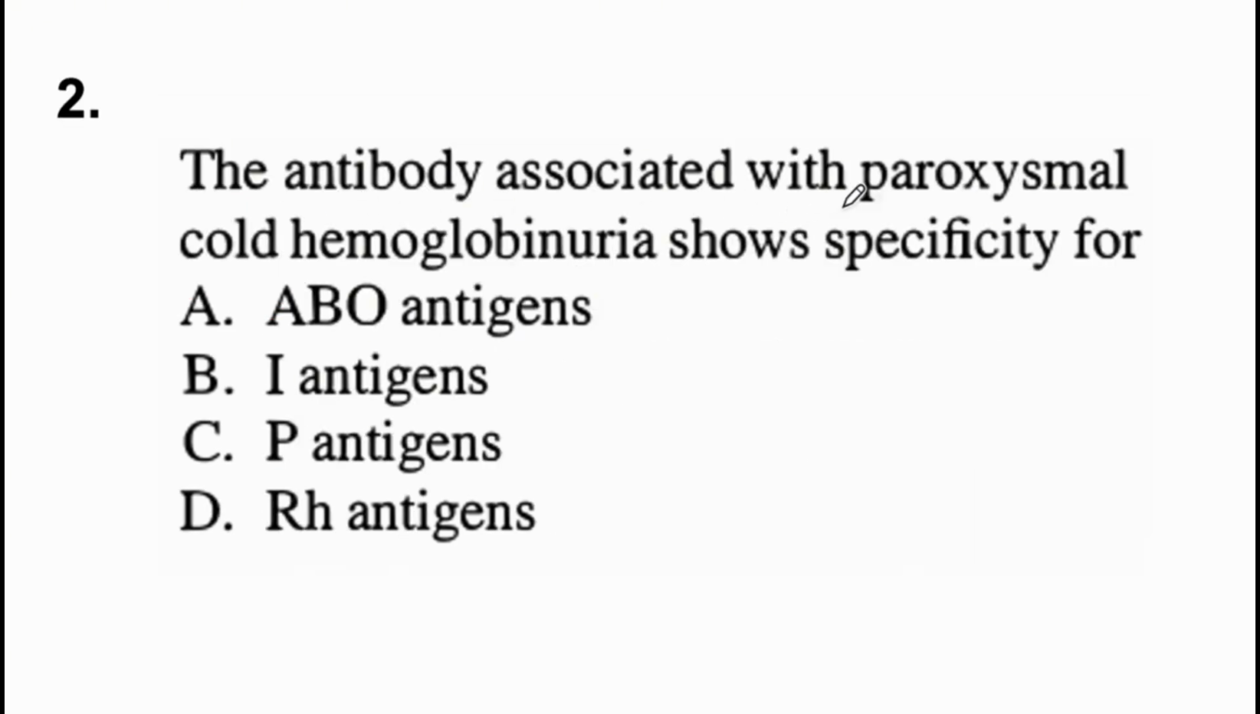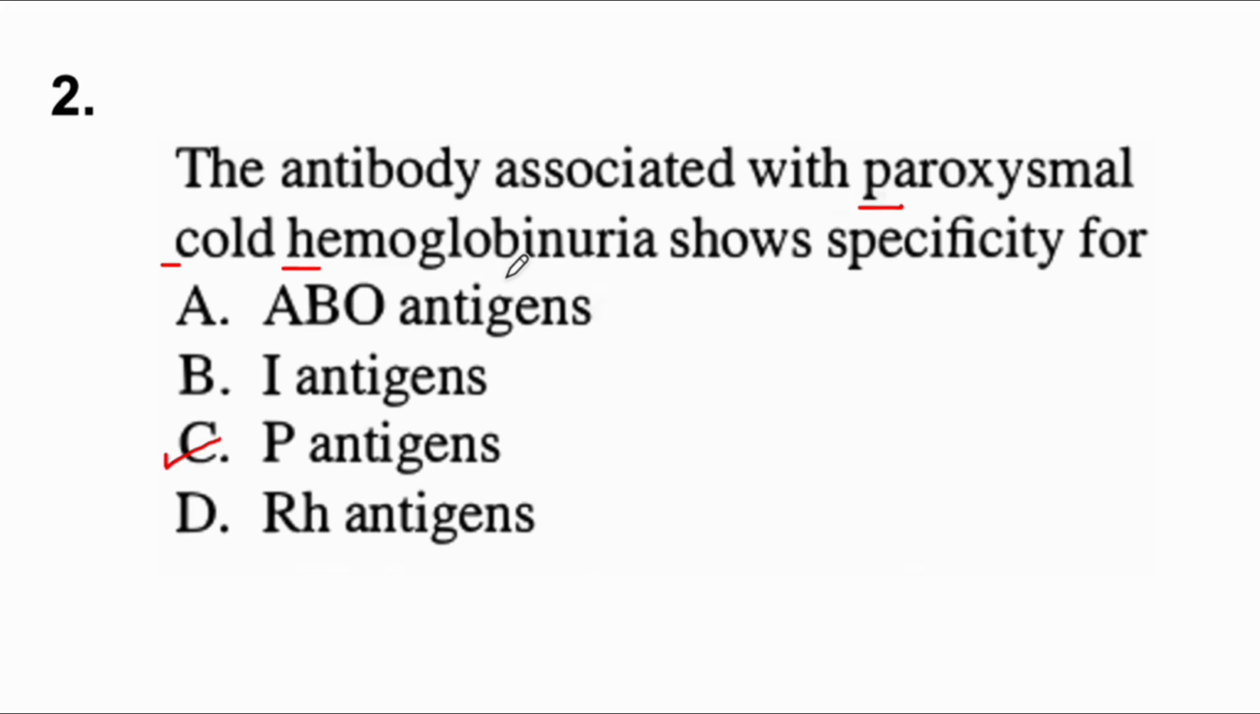The antibody associated with paroxysmal cold hemoglobinuria shows specificity for C. P antigens. Paroxysmal cold hemoglobinuria (PCH) is a rare autoimmune hemolytic anemia. It is caused by a specific type of antibody called the Donath-Landsteiner antibody. This antibody has specificity for the P antigen on red blood cells.